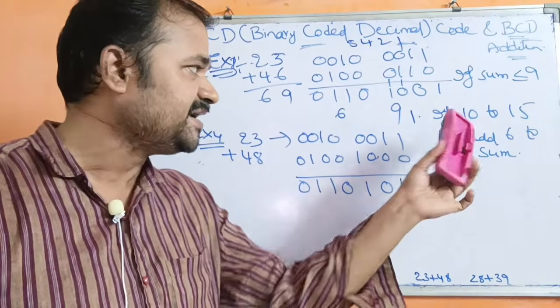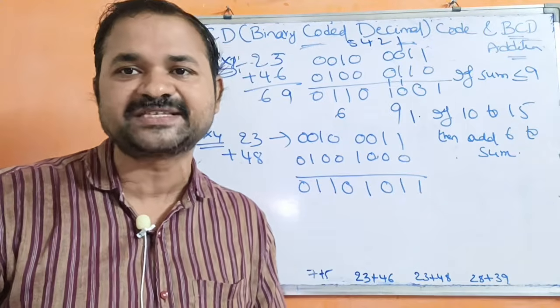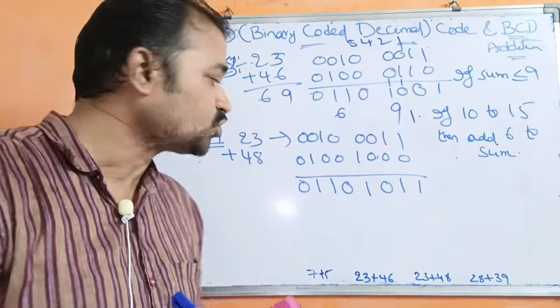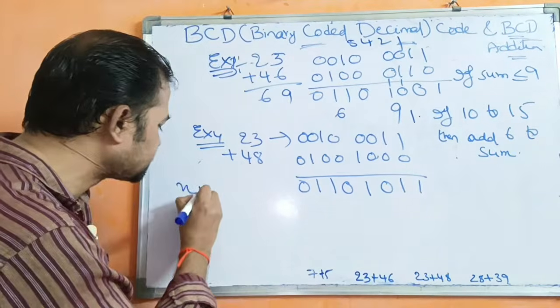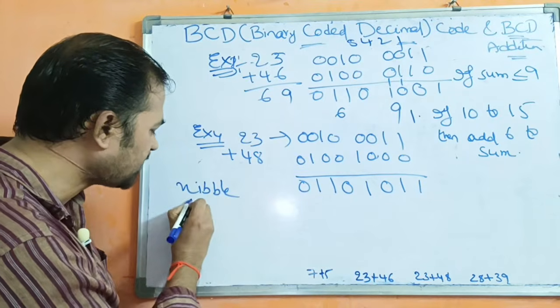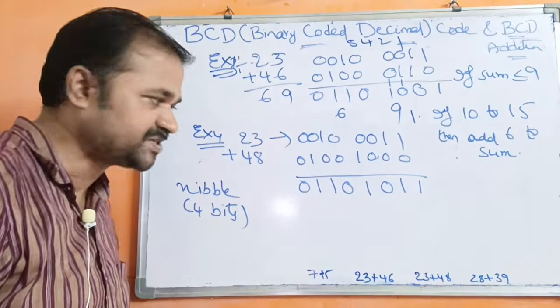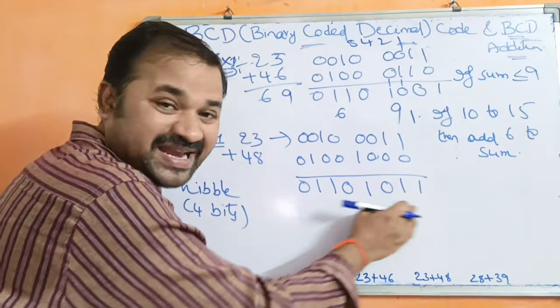It is 11. Here the sum is between 10 to 15. So in order to get the valid BCD sum, what we have to do? We have to add 6. So to which nibble? Nibble means 4 bits. What is 1 byte? 1 byte is equal to 8 bits, whereas 1 nibble means 4 bits. Here this is not a valid nibble, so this is not a valid BCD digit.